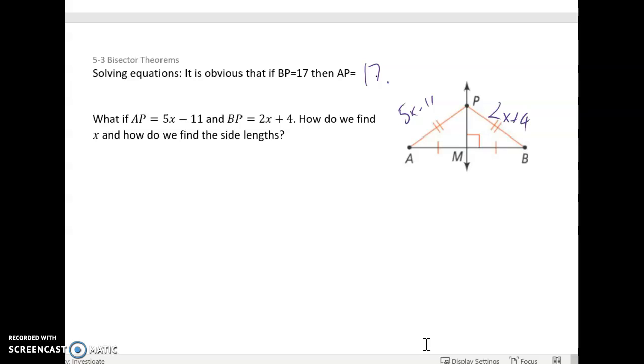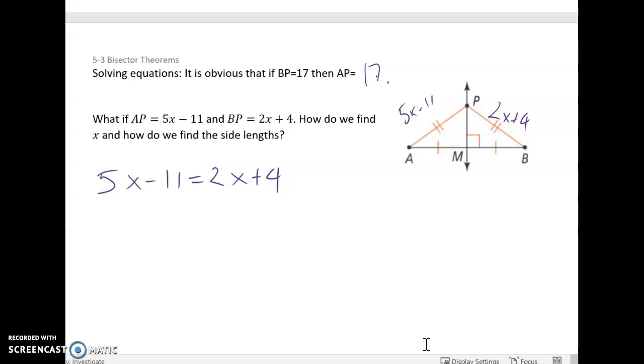And I want to be able to find out which one is which. In other words, what is the length of AP? What is the length of BP? What is x? So how do I do that? Well, I'm going to use the fact that these two things are equal to each other. So I'm going to write an equation. And here's my equation: 5x minus 11 equals 2x plus 4. Make sense? Hopefully it does. Because these two things are equal.